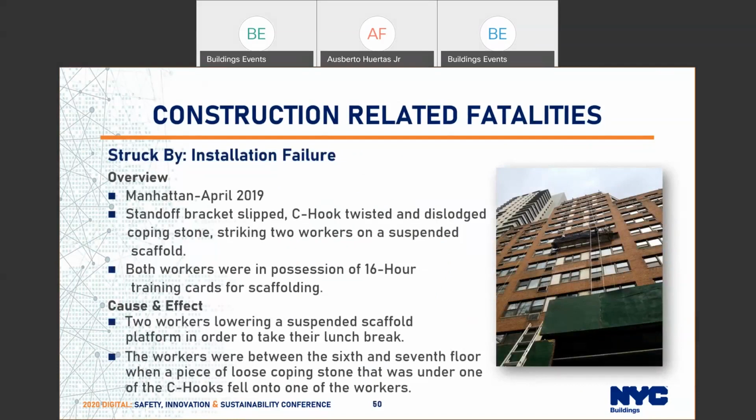The workers were between the 6th and the 7th floor when a piece of the coping stone that was underneath one of the C-hooks fell onto the workers and struck one of them. The struck worker passed away due to his injuries.